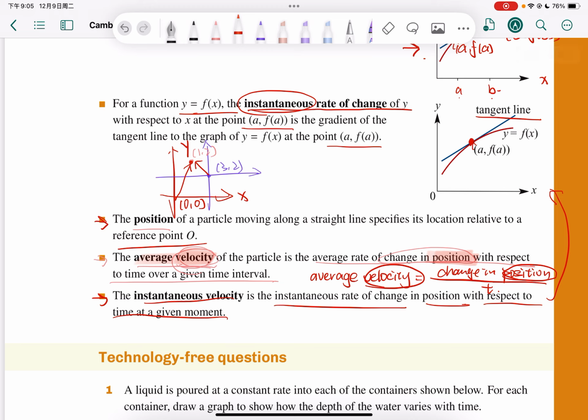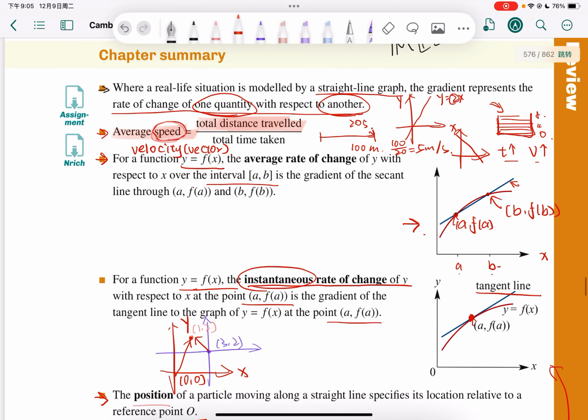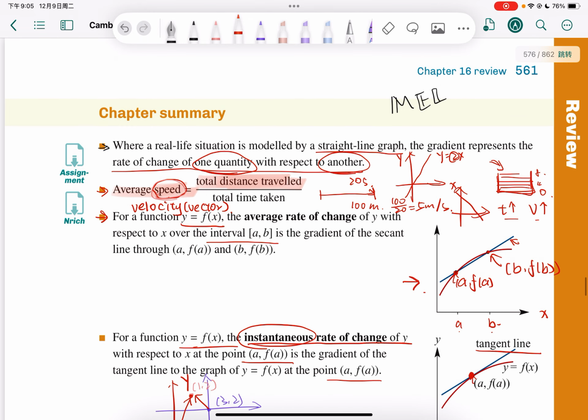So this chapter relates a lot to the physical world, some physical scenarios, like when you're having a rate of change, which you can model with a linear relationship. That's what this chapter is about.